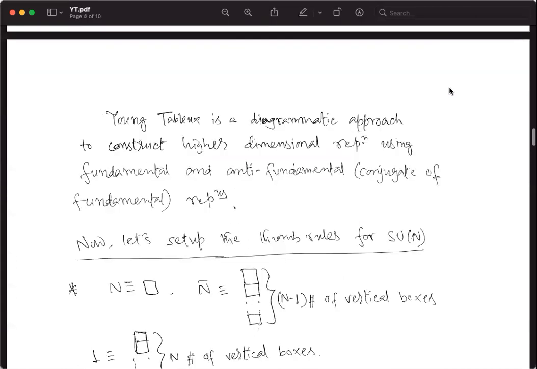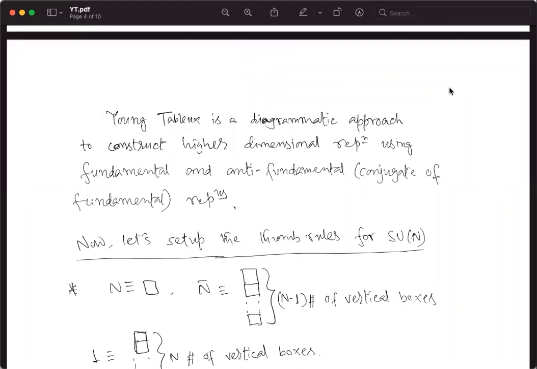So now, what is this Young tableau? Young tableau is a diagrammatic approach to construct higher dimensional representations using fundamental and anti-fundamental representations. So what are these anti-fundamental representations? You consider them to be the conjugate of the fundamental representations. For SU2 only, because this is a real representation, the fundamental and anti-fundamental representations, that is 2 and 2 bar, are the same. So either we can write down 2 bar, or sometimes we just avoid writing 2 bar explicitly, we write it like 2.